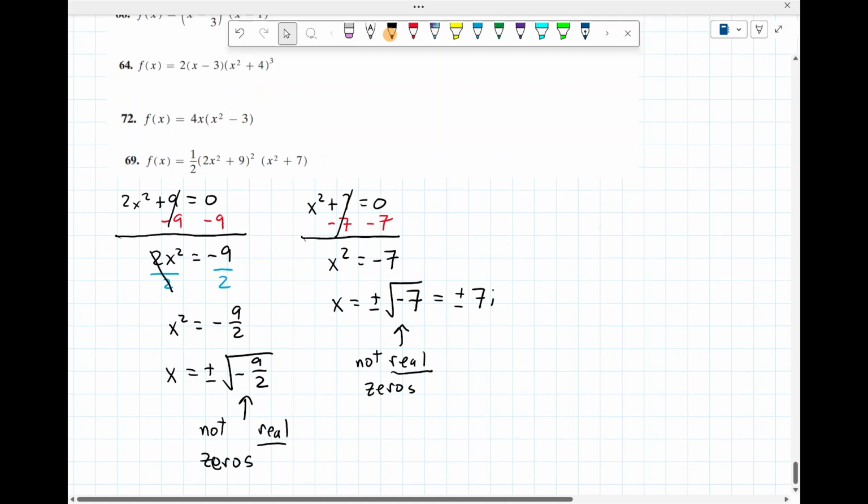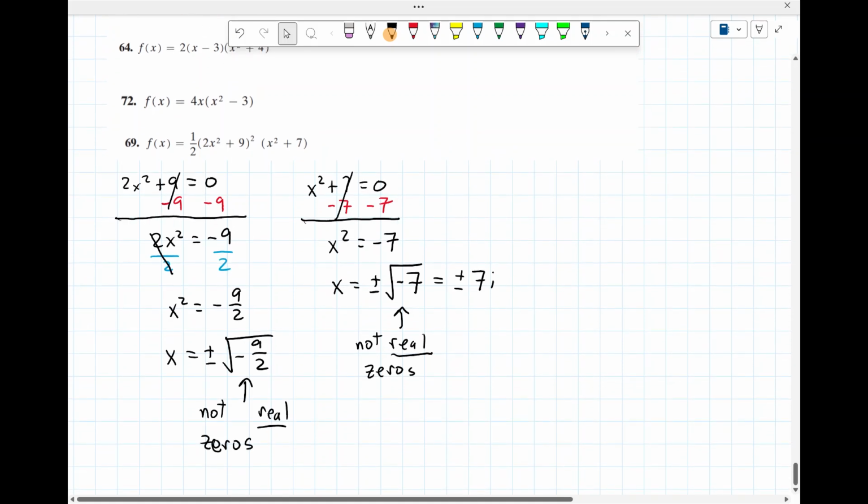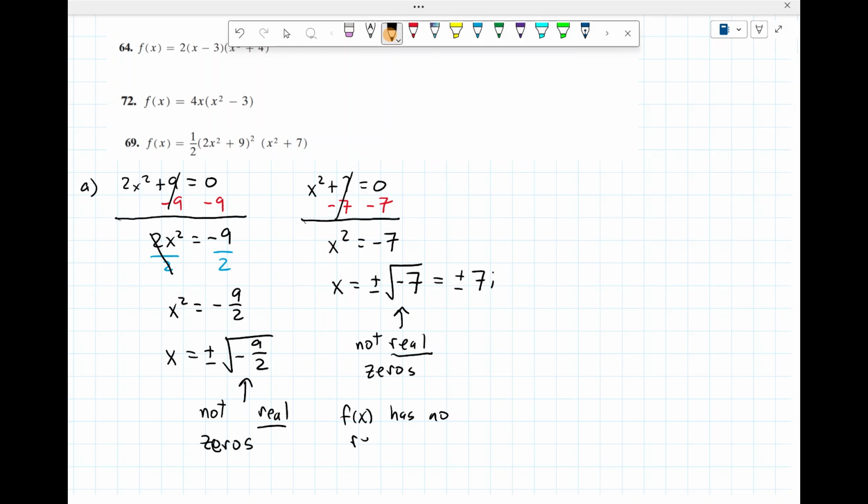So part A of this question asks us to find all the real zeros, but there are no real zeros. So let's write that as a full sentence. f of x has no real zeros. And I think that would be a perfectly good answer to this question.